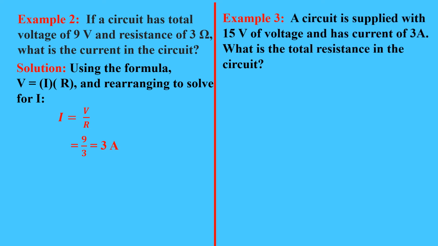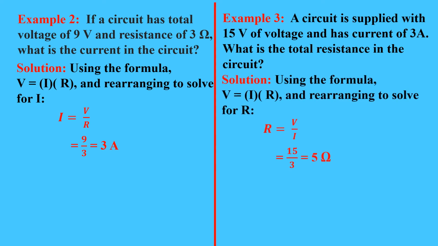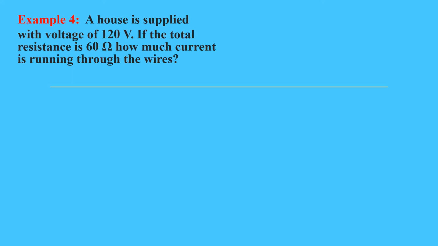Example number 3. A circuit is supplied with 15 volts of voltage and has current of 3 amperes. What is the total resistance in the circuit? Again, using the formula V equals I times R and rearranging to solve for R equals V over I. Substituting the values, R equals 15 over 3, which is equal to 5 ohms.